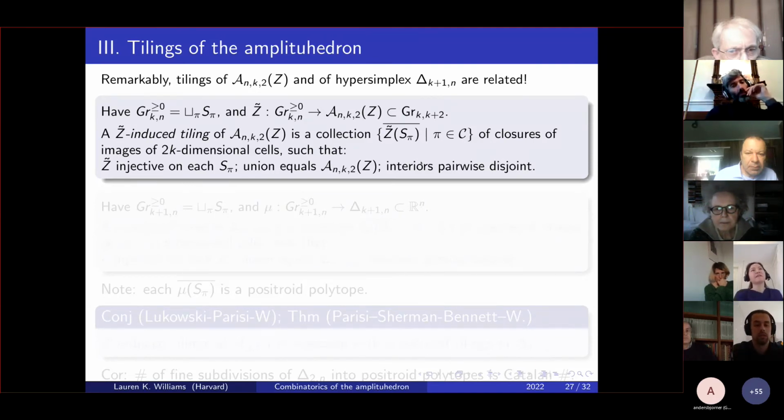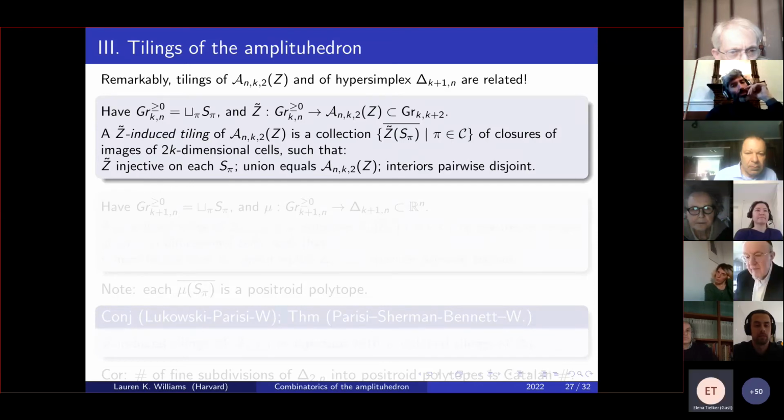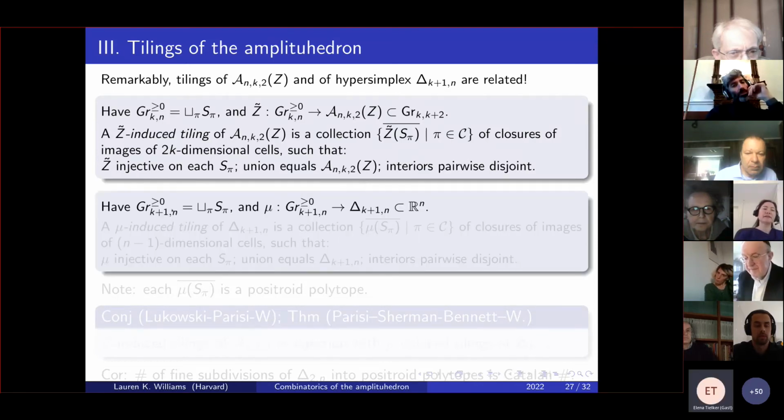Now let's talk about the hypersimplex and the moment map. Here we have the positive Grassmannian of k+1 planes in n-space. Again, this is a cell decomposition. And we have a moment map from this positive Grassmannian of k+1 planes in n-space to the hypersimplex Delta k+1,n. This is a polytope lying inside R^n, and it has dimension n-1.